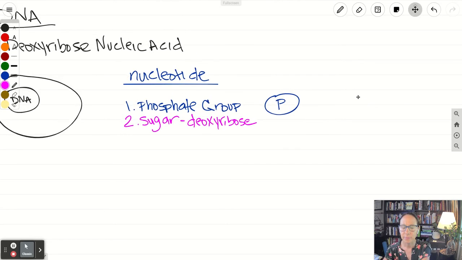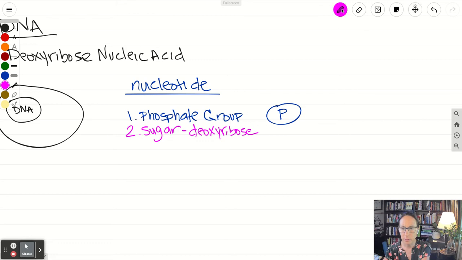Okay, so here's our nucleotide, and the phosphate group is attached to a carbon. So there's a carbon here. That carbon is attached to another carbon. This is attached to an oxygen. This carbon is attached to another carbon. This carbon is attached to another carbon, and that's attached to the oxygen. So this is the sugar, which is a deoxyribose sugar.